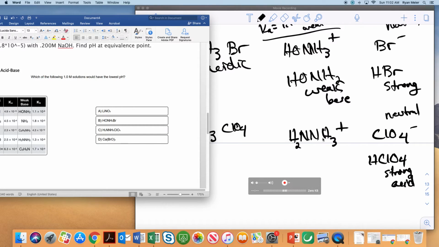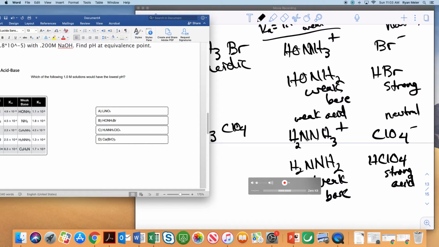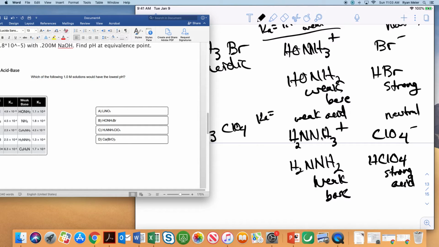And here I have another compound with a bunch of nitrogens and hydrogens, with a positive charge. If I take a hydrogen off, it's going to be H2NNH2, which, if I look over here in my table, is also a weak base. Its Kb is 1.3 times 10 to the minus 6, which means that if that's a weak base, my conjugate is a weak acid. I'm interested now in the Ka of my actual cation. Again, I can take Kw, 1.0 times 10 to the minus 14, divided by the Kb of that conjugate base, 1.3 times 10 to the minus 6, and I get about 7.7 times 10 to the minus 9.